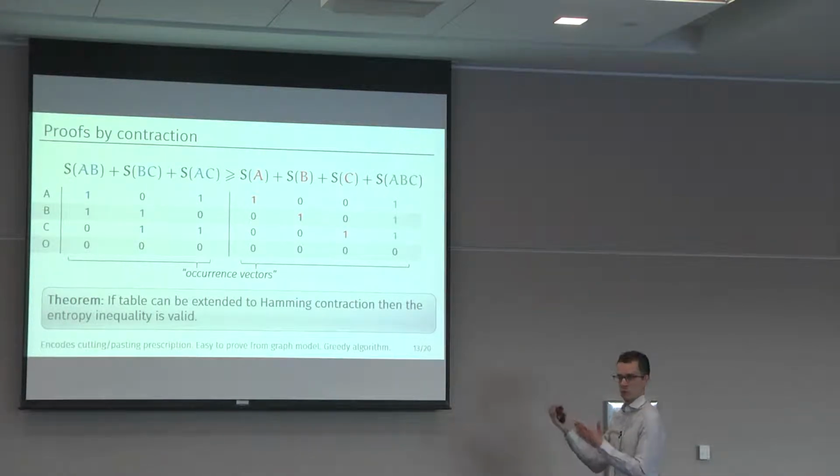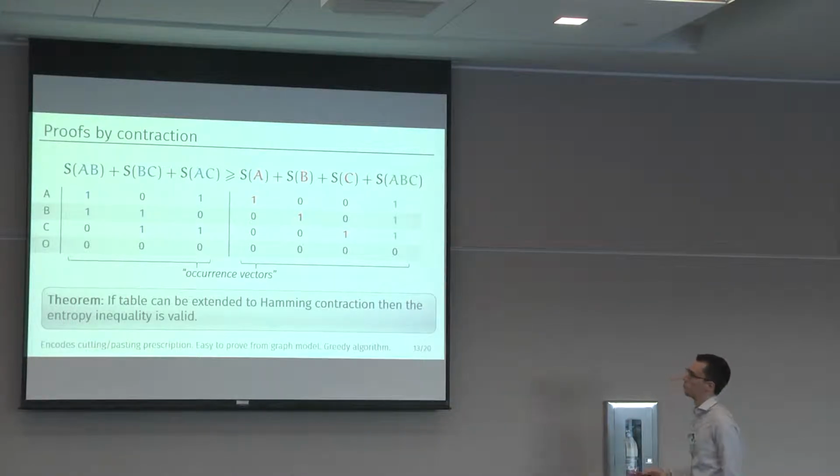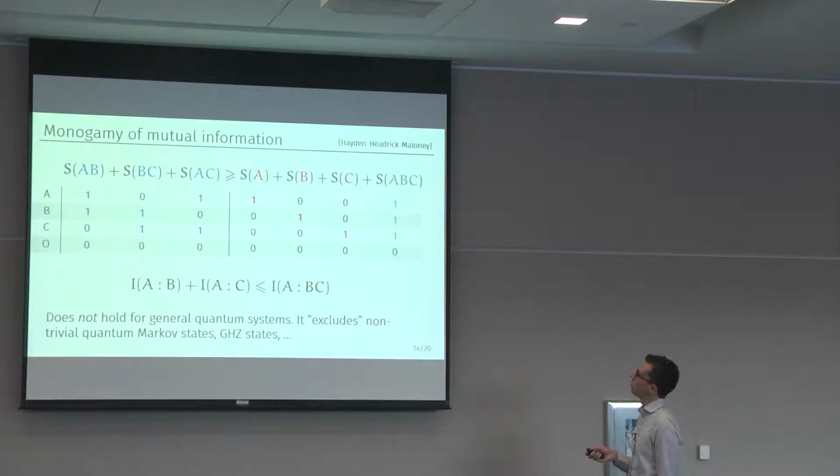If it does converge, we get a proof of the entropy inequality. It seems to work pretty well in practice. Good. So it turns out that the entropy inequality that we just proved is not true for the von Neumann entropy.